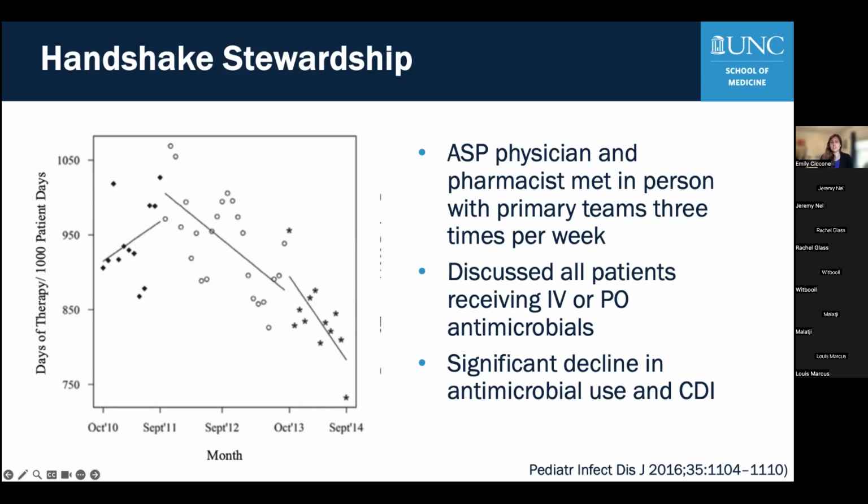So it is resource intensive. It requires having a dedicated stewardship physician and or pharmacist who can meet with teams on a regular basis, but it leads to a decrease in antimicrobial use, and also just helps with general education. Over time, these studies have found that there's less and less to intervene upon or to discuss because the primary teams are learning from the interactions with the stewardship providers. So it can certainly have a sustainable impact even after the high intensity intervention phase.